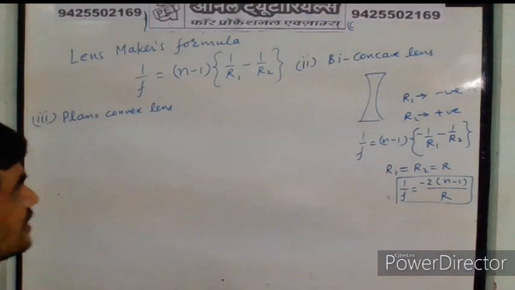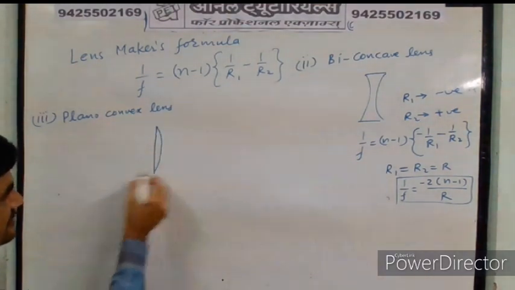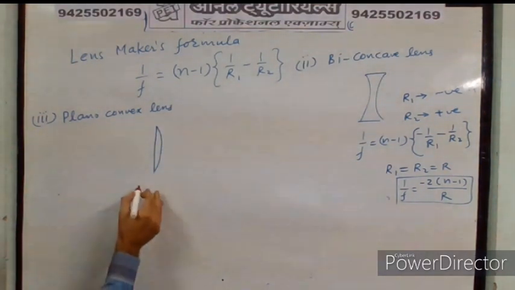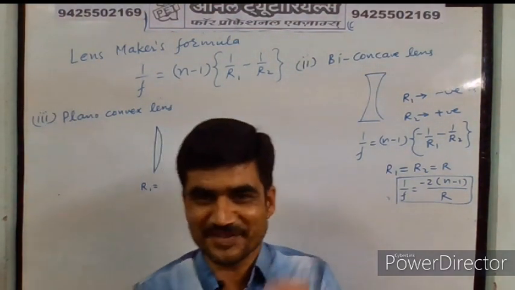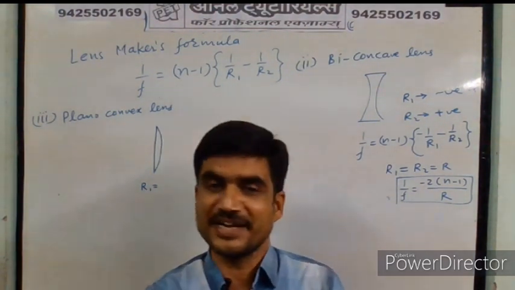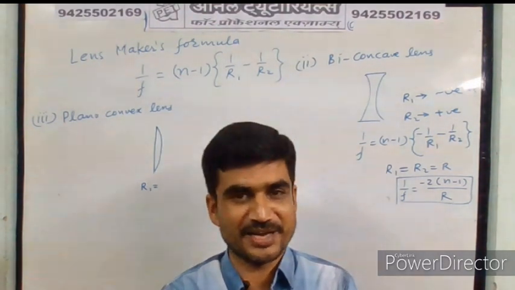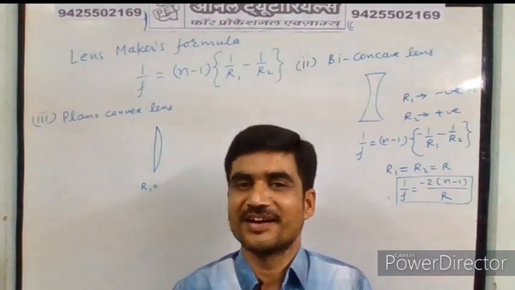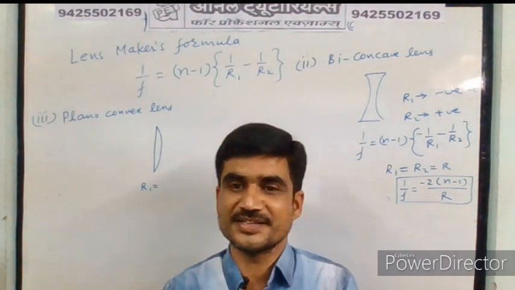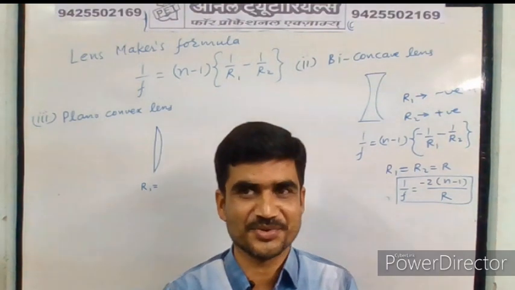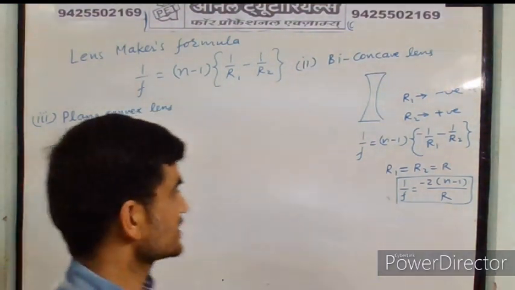So you know, when we take a plano-convex lens, one surface is plane. Here I took R1 as the plane. So one thing: if the surface is plane, what will be its radius? Can you guess? Generally, we used to think that when the surface is plane, its radius is 0, but it is not true. Its radius is infinity.